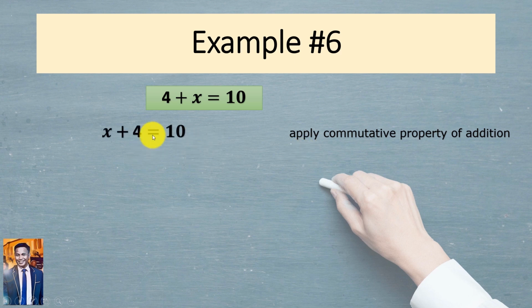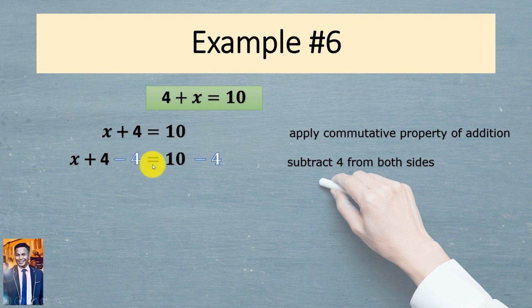So pwede natin siyang gawin, x plus 4 is equal to 10. So yung 4 plus x, ginawa lang natin x plus 4, which is just the same. Next, okay, we can now subtract 4 from both sides. Bakit subtract 4 again? Because we have here plus 4. So, kabaliktaran ng plus 4, that is minus 4. So, we have here now, okay, x plus 4 minus 4 equals 10 minus 4.